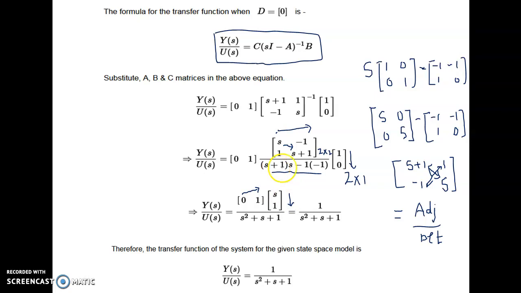And simplify this one, you will get the transfer function as 1 divided by s square plus s plus 1, because here 0 into s is 0 plus 1 into 1 is 1. Because the size of this matrix is 1 by 2 and this one is 2 by 1, you will get a 1 by 1 matrix. Size of the matrix is 1 by 1.